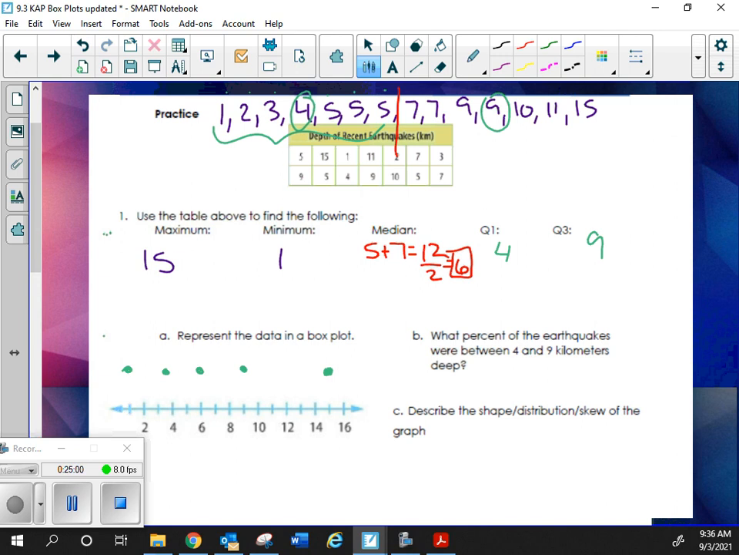Thank you. All right, I put a box around my quartiles, very good. The median splits it, and I extend my whiskers.